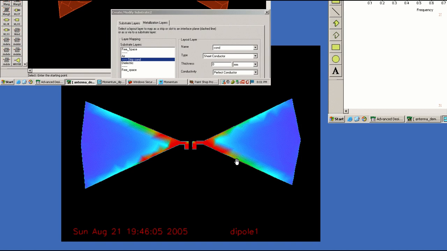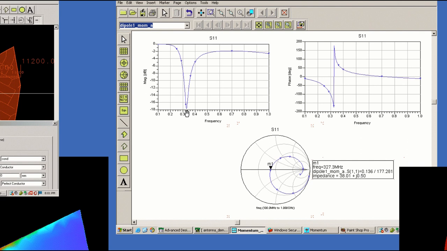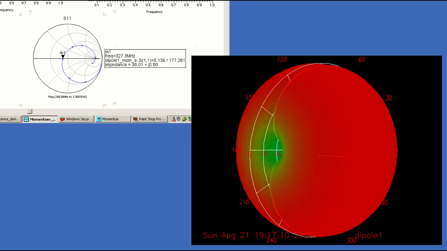Blue is much less current than green, and green is less current than red, and so forth. The software can, of course, give you things like what the return loss is, or S11 if you're familiar with that. And this one is, again, centered, it looks like, at the same basic frequency in the 300 megahertz range. And here's a Smith chart plot. And finally, the far field pattern. This is a 3D view. You can also get 2D cuts, so you could get patterns like the ones we saw previously.